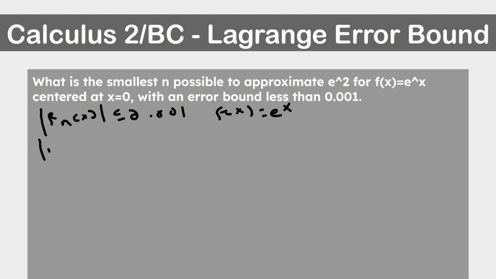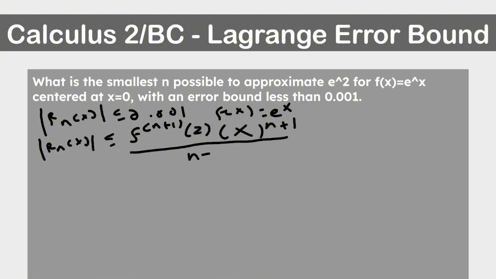So now let's rewrite this including the error bound. So we have f of n plus 1 at z, times x minus c, but c is 0 because the center is at 0, so we can just keep it as x, then we raise it to n plus 1, and then we divide by n plus 1 factorial, and we have to make sure that this is less than or equal to 0.01. So now the next thing we need to do is figure out what the nth plus first derivative at z is.